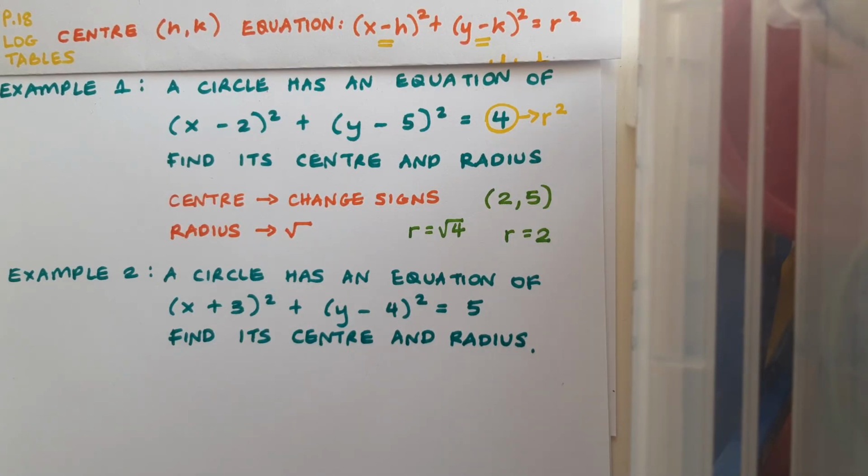So here's a second example. A circle has an equation of (x plus 3) squared plus (y minus 4) squared equals 5. I want to again find its centre and its radius. So don't forget, for the centre, just change the signs. And so our centre is minus 3, 4. And for the radius, we need to root the r squared at the end of the equation. In this case, 5 is the r squared.